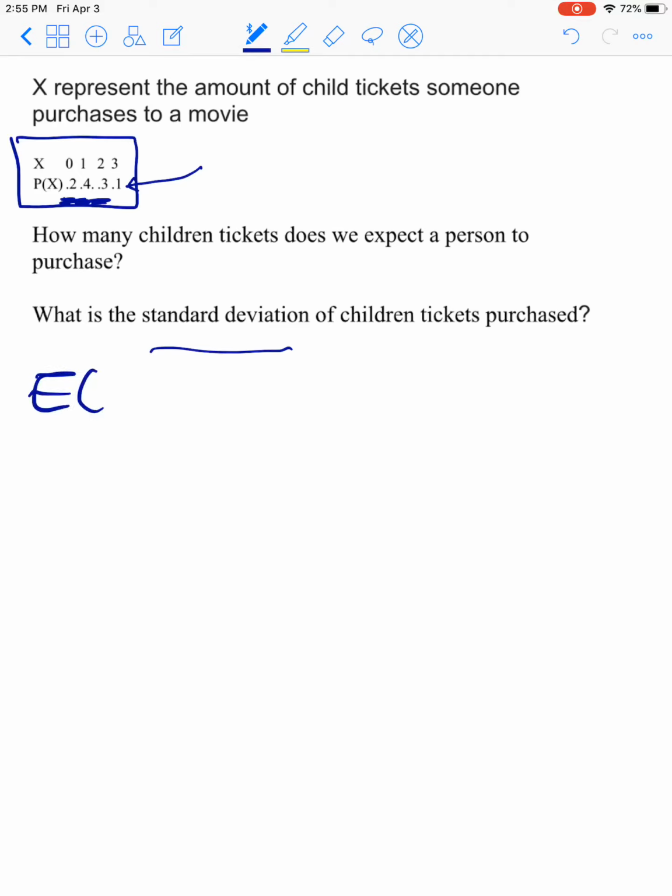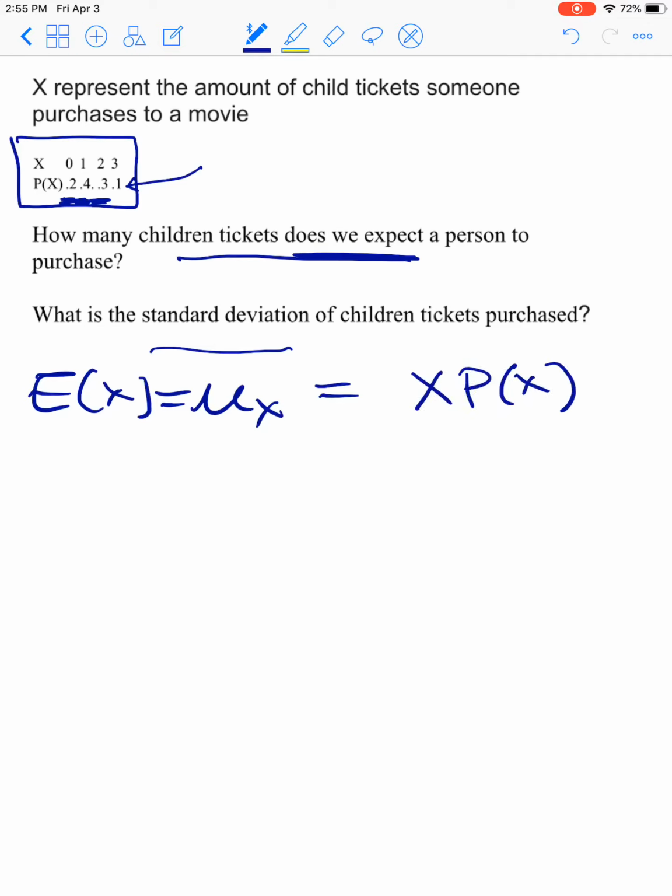So, the question says, how many children tickets do we expect a person to purchase? Well, if you recall, in order to find the expected value, all we have to do is take every X and then multiply it by its probability. Once we're done doing that to each one of them, we're just going to add them up. Remember, that's a summation sign. So summation. You're going to sum those values up. So let's do that.